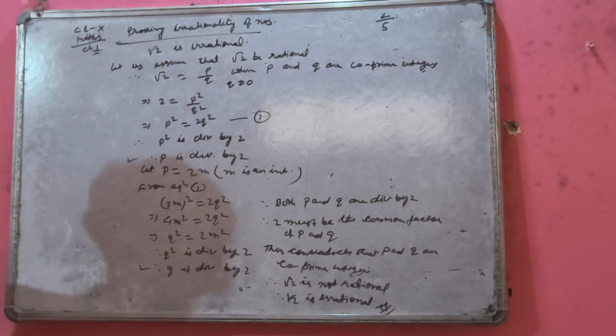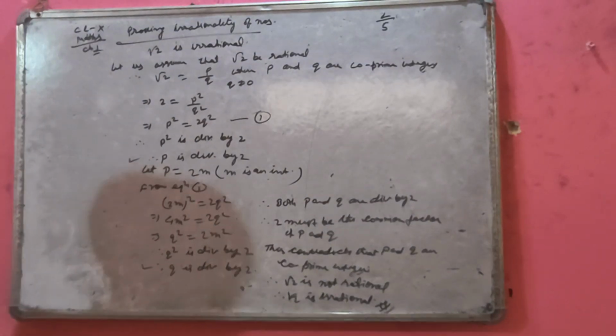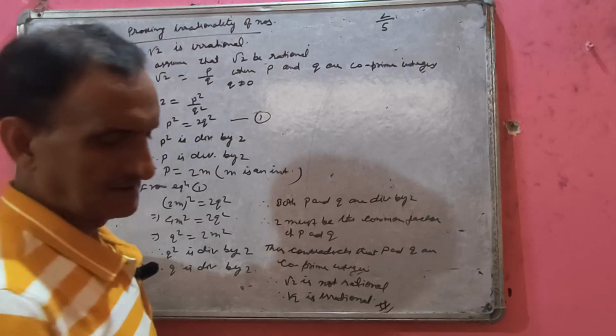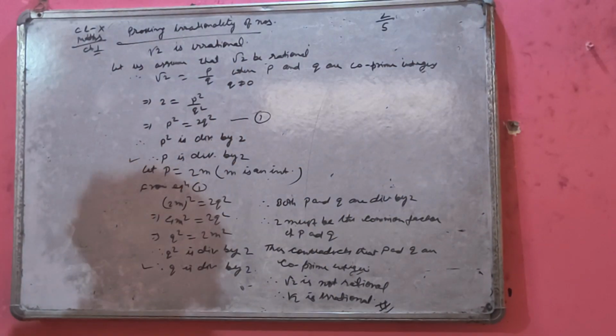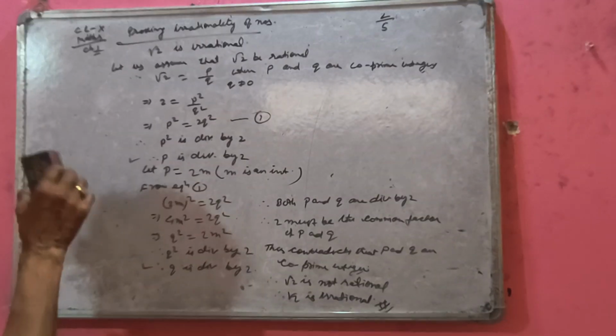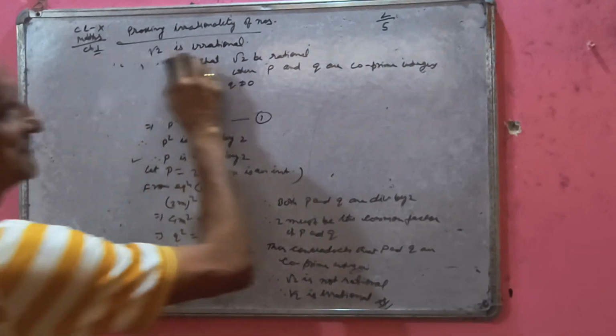Is it clear? Similarly, you can do root 3 is irrational, root 5 is irrational, root 7 is irrational, like that. So let us do one more. Root 5 is irrational. So I am omitting this.